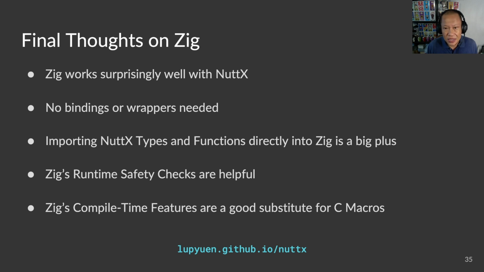Unlike C, Zig doesn't have macros, but Zig allows us to write code that will be executed at compile time, and it works as well as C macros. Check out the details in my presentation of visual programming with NuttX sensors.